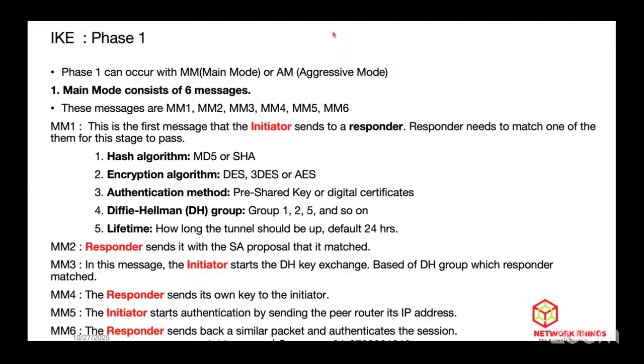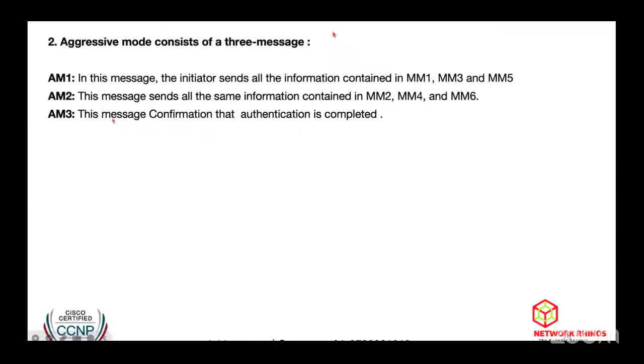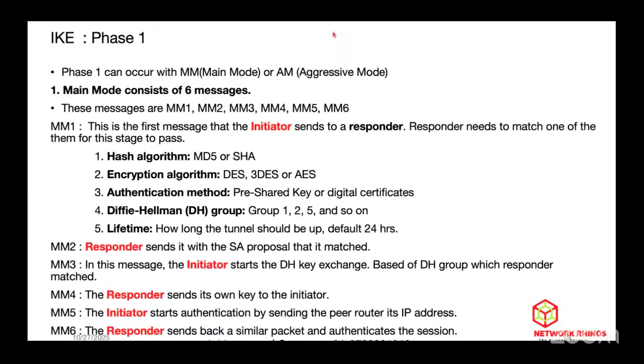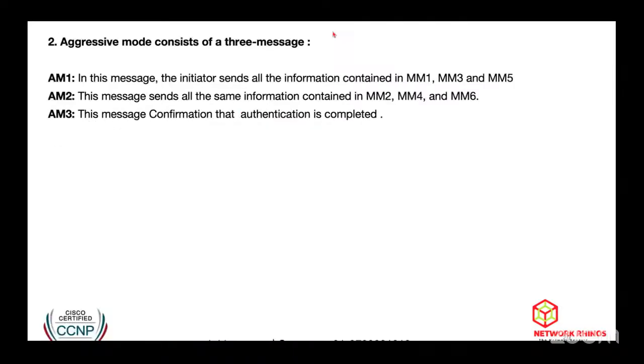Your main mode is used for site-to-site VPN, and it has 6 messages exchanged and it is more secure. Then we also have something called aggressive mode. Aggressive mode is used for dynamic and remote access VPN. Please remember this: main mode is used for site-to-site VPN, aggressive mode is used for remote access VPN. It has only 3 messages, so it is faster and less secure.